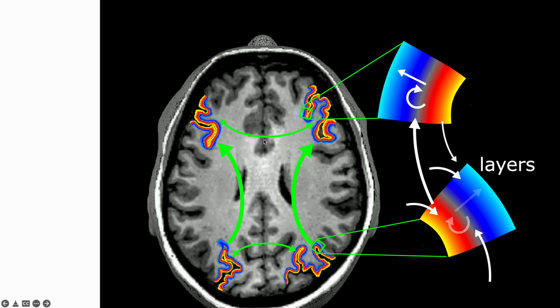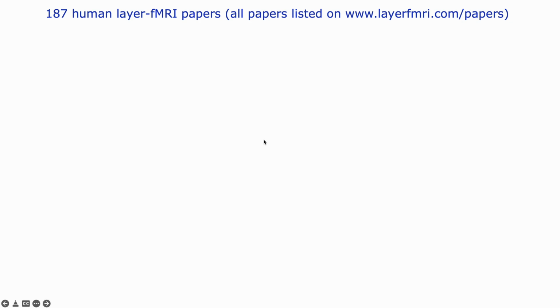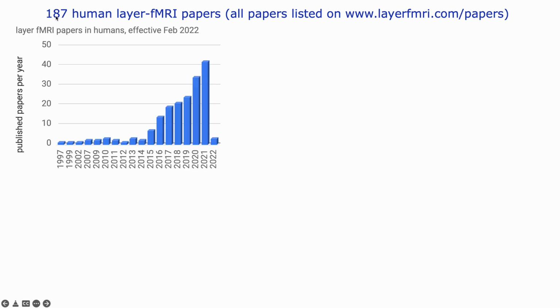And because this information is so valuable, the field of human layer-dependent fMRI is really exploding at the moment. There are almost 200 papers published to date, and obviously I cannot give all of them justice in a 20-minute presentation, but still I want to give you a feel about the field of human layer-dependent fMRI by showing you some statistics of all of those papers.